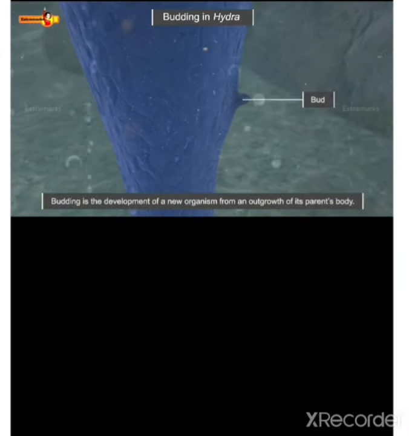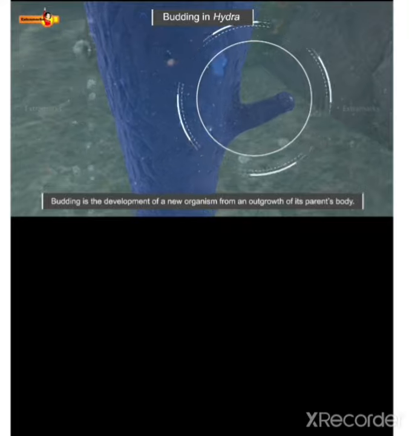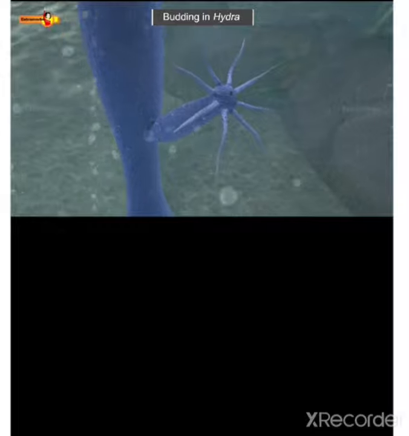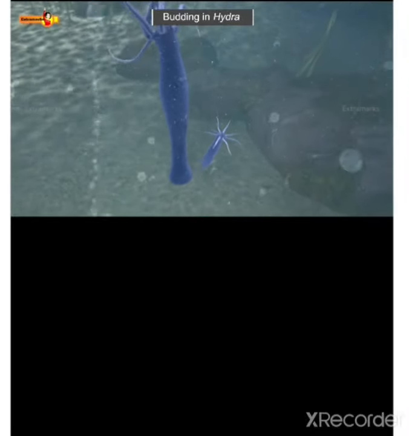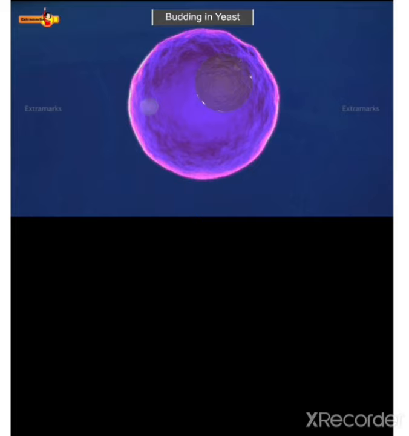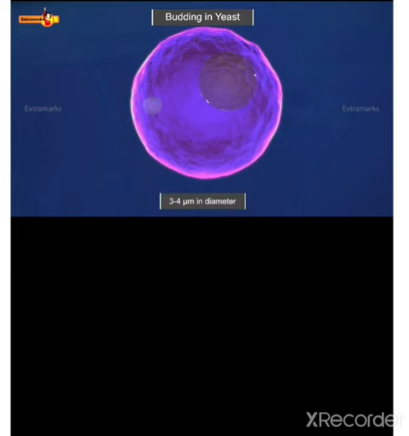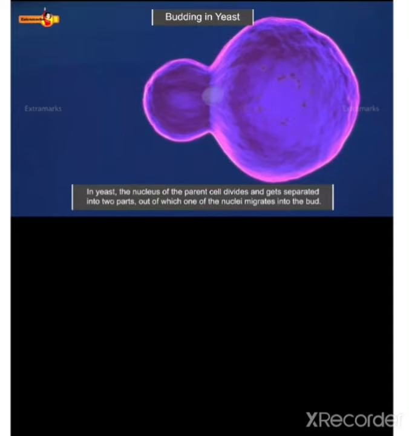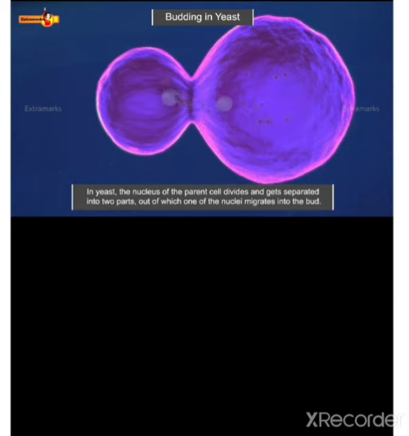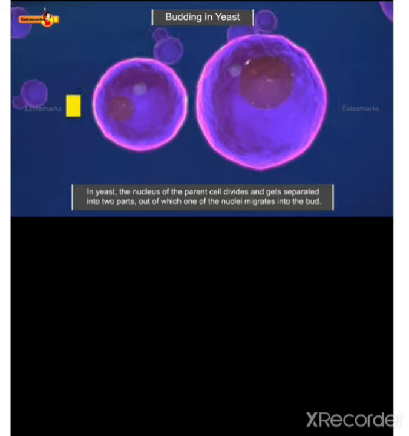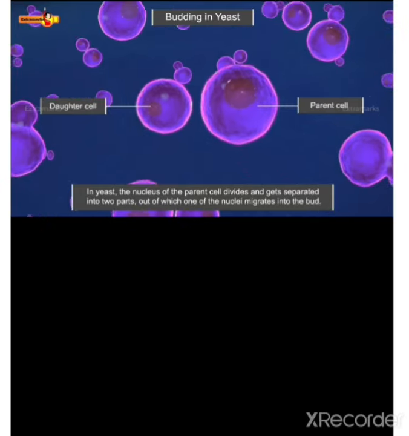During this process, a small bud arises as an outgrowth on the wall of the parent body due to repeated cell division at one specific site. This bud gradually grows and detaches from the parent cell to form a new hydra. This process is also seen in unicellular organisms like yeast. It is a single-celled organism, measuring about 3 to 4 micrometer in diameter. During budding in yeast, the nucleus of the parent cell divides and gets separated into two parts, out of which one of the nuclei migrates into the bud. Then, the bud detaches from the parent's body and forms a new individual.